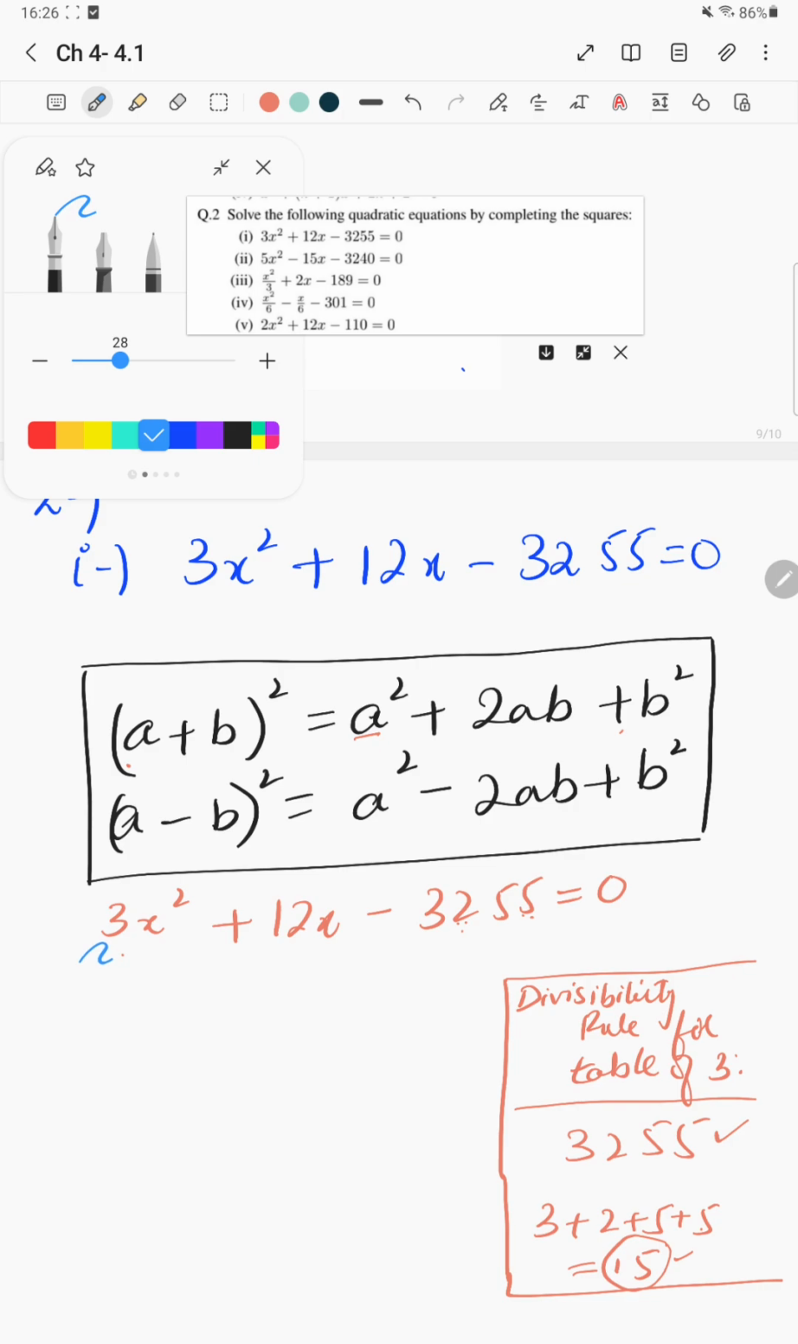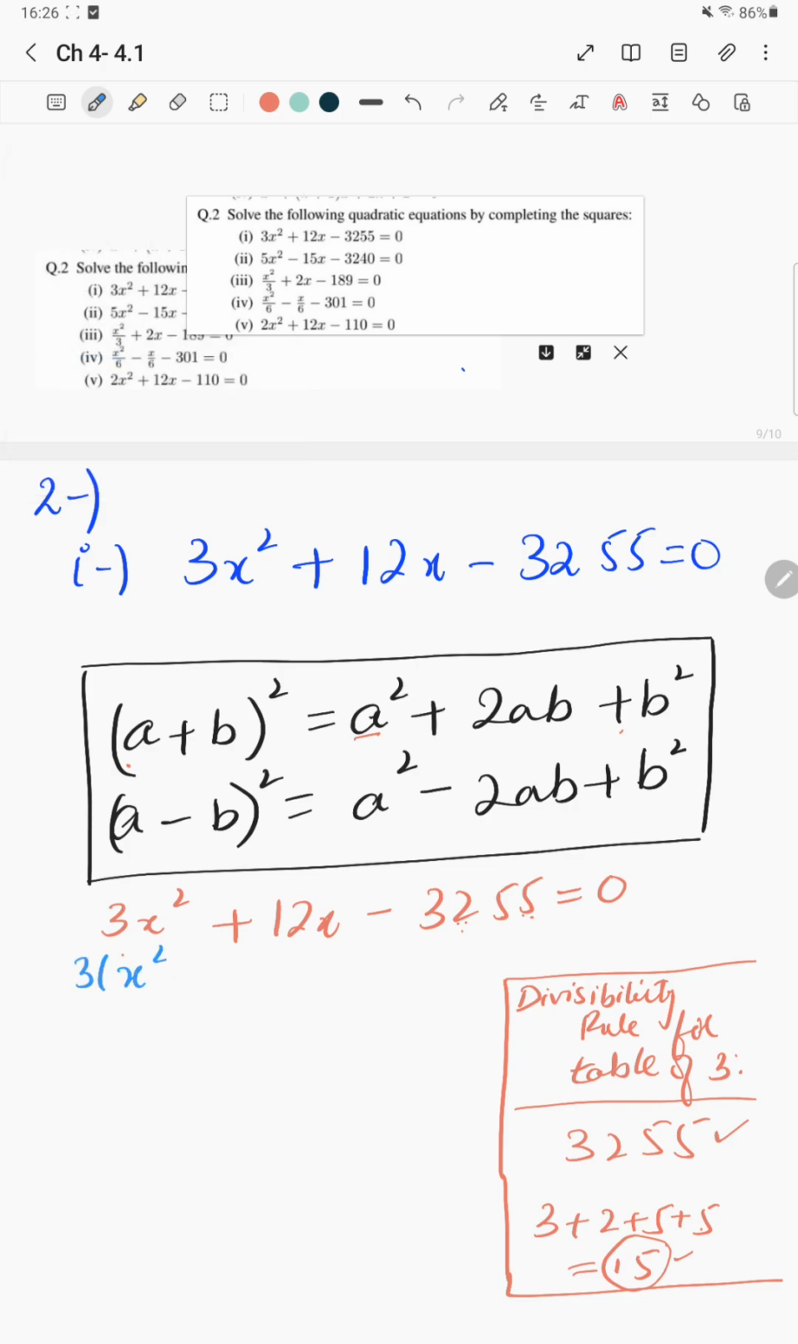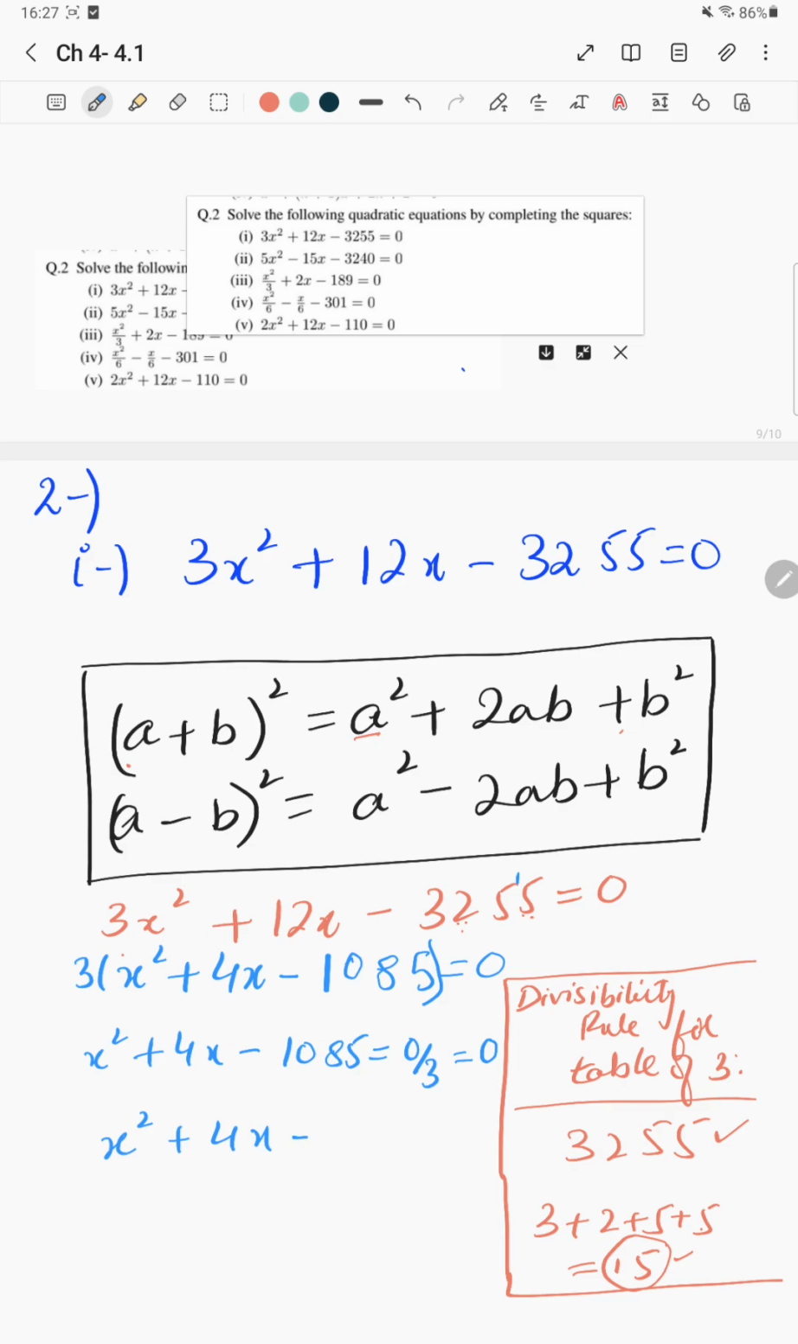So this is the divisibility rule of 3. Now I have to take 3 common. I will get x square plus 3 times 4 is 12x minus 3 times 1 is 3, and let's divide this 3255 with 3. 3 times 5 is 15, which is equal to 0. So it's x square plus 4x minus 1085, which is equal to 0. So now I have the equation x square plus 4x minus 1085, which is equal to 0.